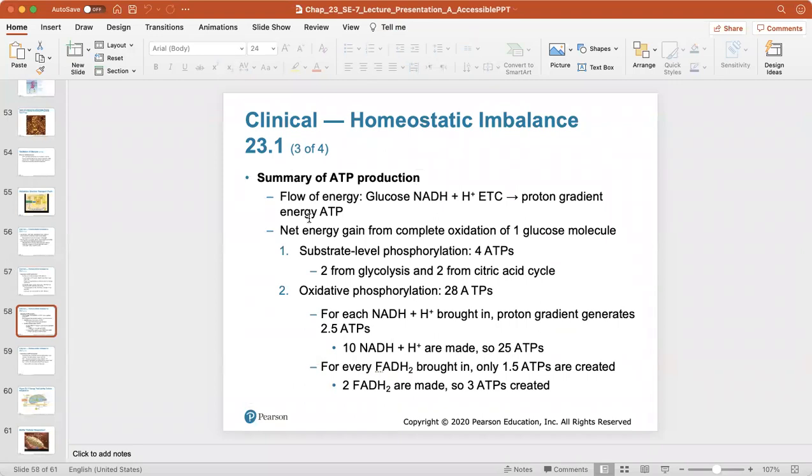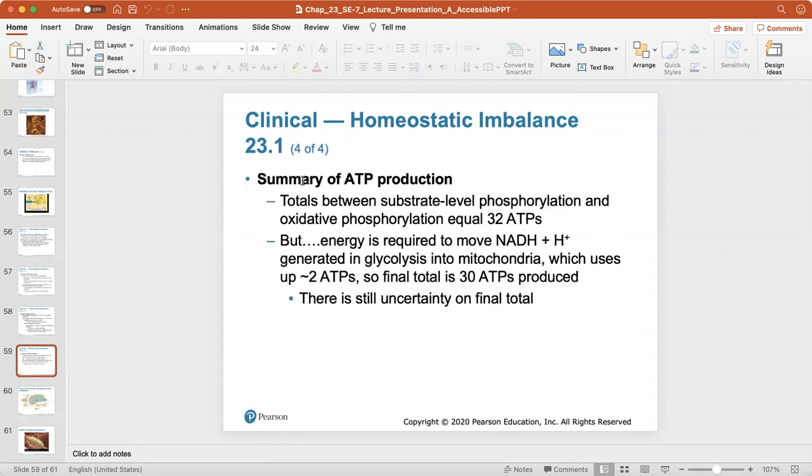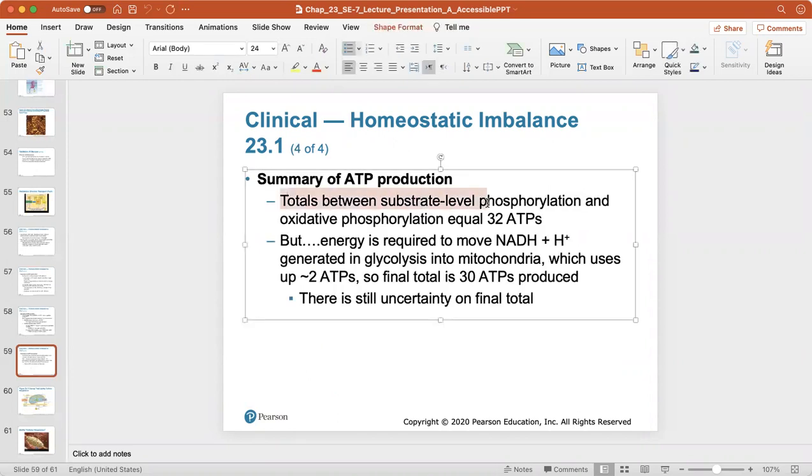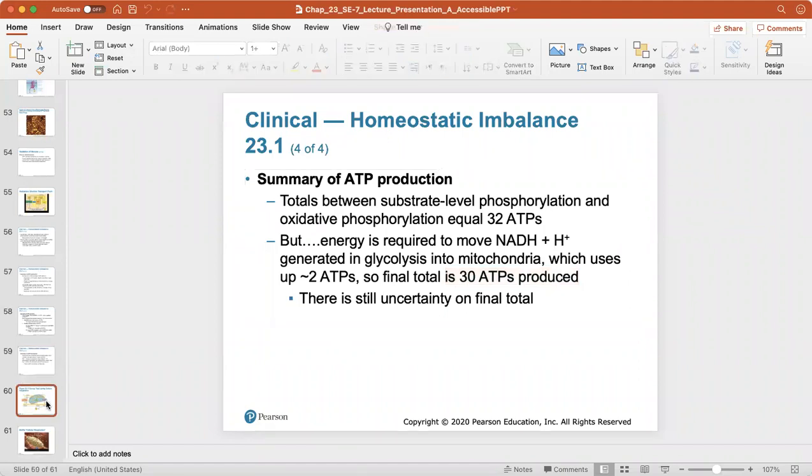Here's the summary of ATP production itself and the net ATP produced. The total amount between substrate level phosphorylation and oxidative phosphorylation is equal to about 32 ATPs for one glucose molecule, but energy is always required to move NADH generated in glycolysis into the mitochondria. So the final ATP produced is usually about 30, but there's still uncertainty about that final total.